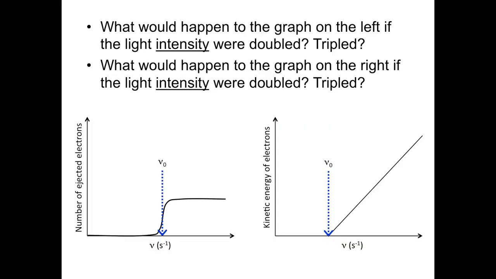So just to see if we're on board with this analogy, I want to ask a few questions. The first question is, what do you think would happen to the graph on the left, this graph of number of ejected electrons, if the light intensity were doubled or if it were tripled? In other words, if blue light is knocking some electrons off the surface, what would happen if we shined blue light that was twice as bright or 3 times as bright? And the second question is, what would happen to the graph on the right if your blue light was doubled or tripled in intensity?